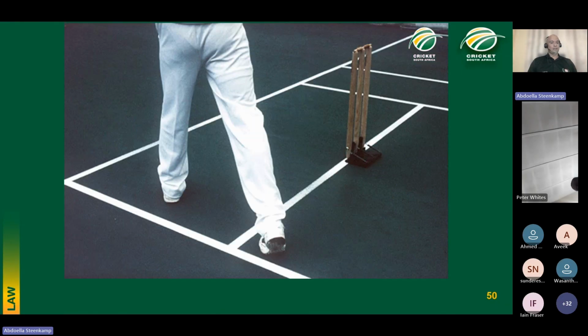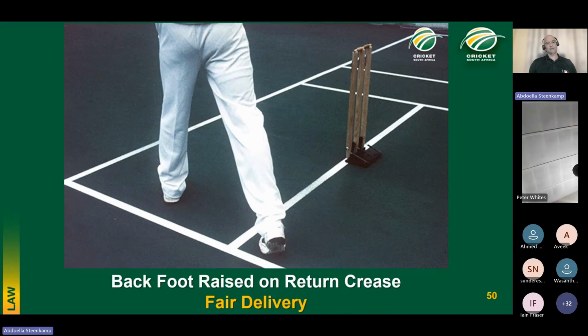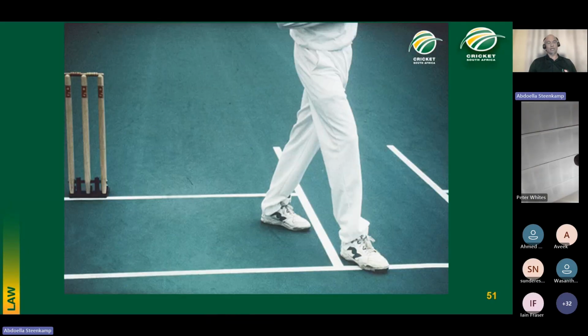Front foot, we're happy. The whole of the front foot is behind the popping crease. No issue. Back foot. Is there any part of the back foot touching the return crease? No, it's not. That's why this is a fair delivery. This is a left arm bowler bowling around the wicket. Front foot. Which crease goes with the front foot? The popping crease. So is part of the front foot behind the back edge of the popping crease? Yes, it is. So we're happy with the front foot. Is the back foot touching the return crease? No, it's not. Fair delivery.